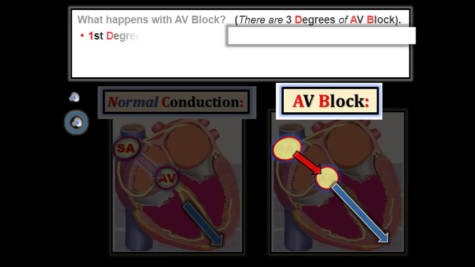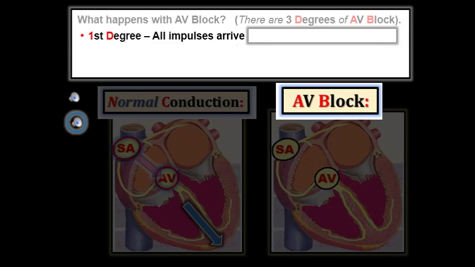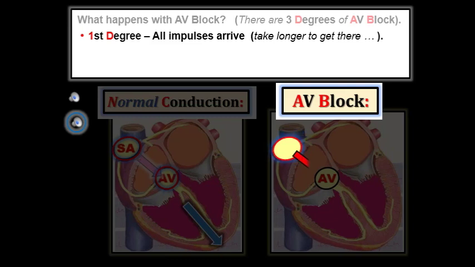With the mildest form of AV block, which is 1st degree, all atrial impulses are conducted and arrive at the ventricles. They just take longer than usual to get there. So conduction is slow through the atria, and especially through the AV node, but once the impulse arrives at the AV node, it is quickly and normally conducted through the ventricles.